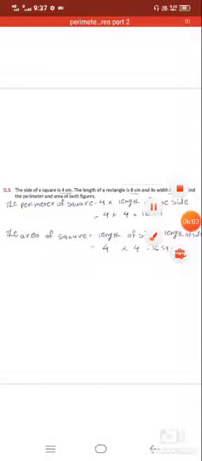The side of a square is 4 cm and the length of the rectangle is 8 cm. Its width is 2 cm. Find the perimeters and the area of both the figures. Here both figures are given: one is a square, whose side is 4 cm, and the length of the rectangle is 8 cm and its width is 2 cm.